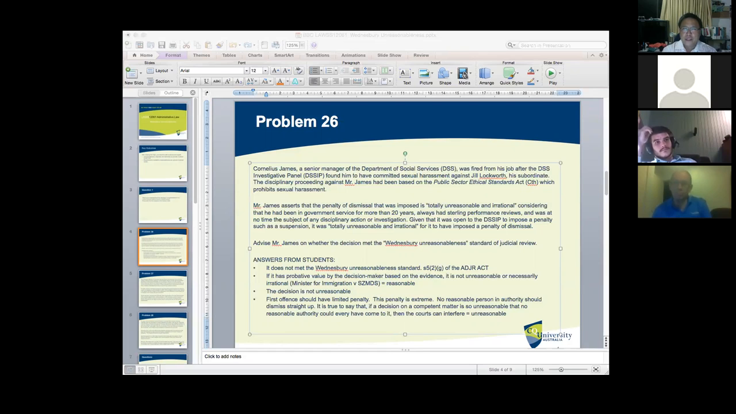The point that should be emphasized is that the standard for unreasonableness can be said to be quite high, in the sense that it's almost as if everyone has to be in agreement that this is the only potential decision that could be arrived at. But whereas it's open for decision makers to debate or to disagree on what the proper decision should be, then it's difficult to claim Wednesbury unreasonableness. Okay, so we're clear about that. The answer is it would not meet the Wednesbury standard of judicial review.